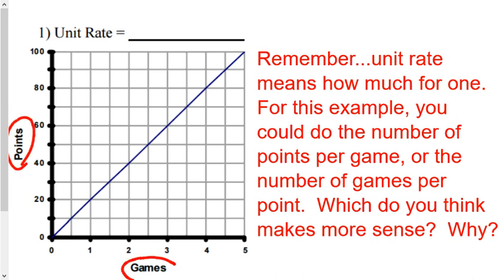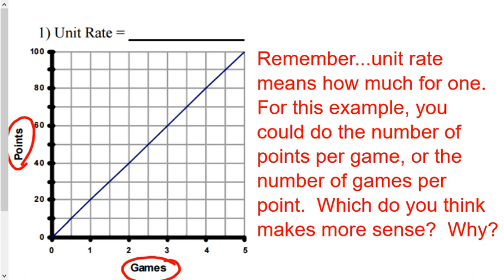So here is our graph, and it is comparing two things. It is comparing the number of points and the number of games. Now remember, the unit rate means how much for one. So for this example, you could either do the number of points per game or the number of games per point. So we're going to think about what makes more sense with that, the number of points per game or the number of games per point.